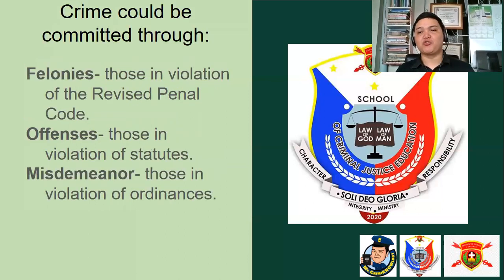Crime can be committed through, number one, what is called a felony. Felony, those in violation of the Revised Penal Code. The Revised Penal Code is our criminal law. We have Book 1 and Book 2. And it is called offenses if your action or omission is in violation of statutes like the special laws, the Republic Acts, presidential decrees. We have those kinds of law. And misdemeanor if those are violations of ordinances such as what the city is enforcing.